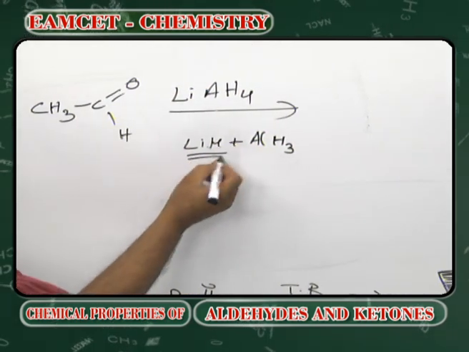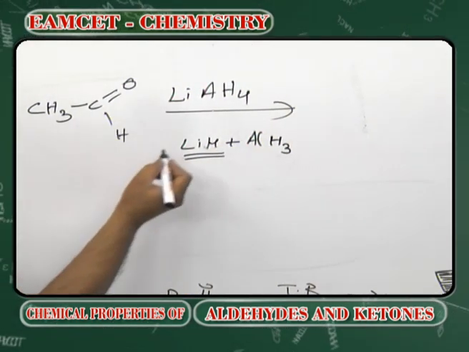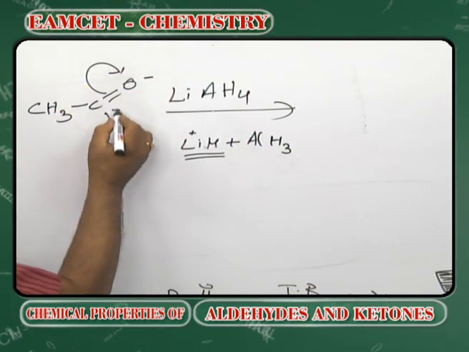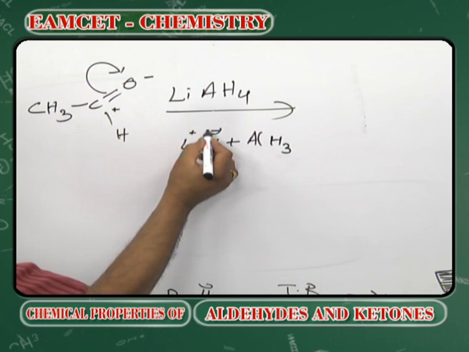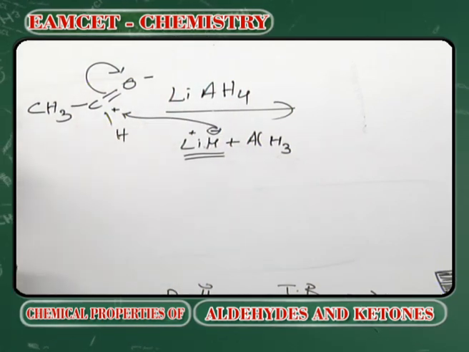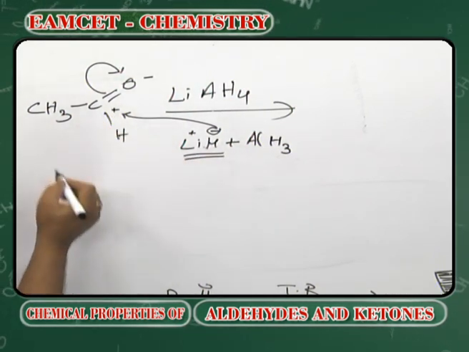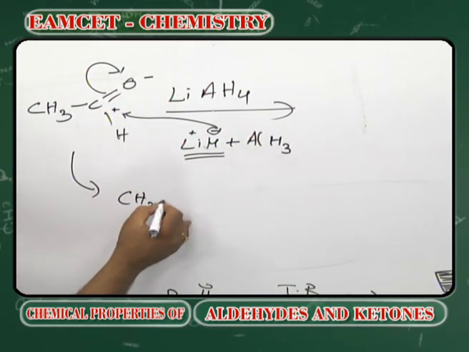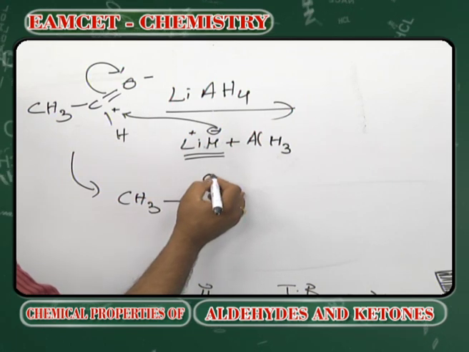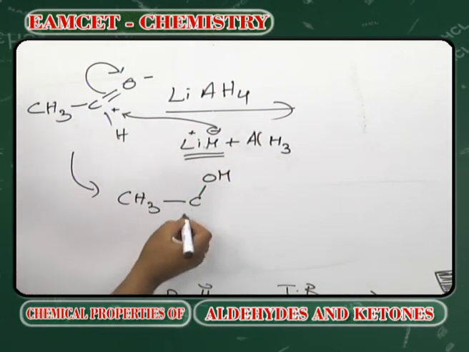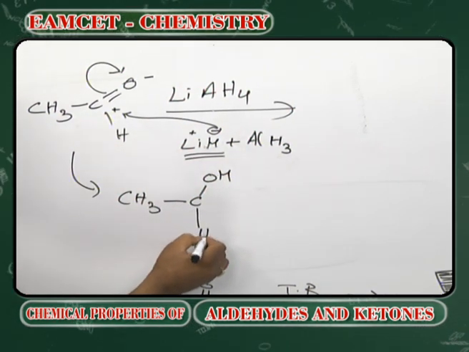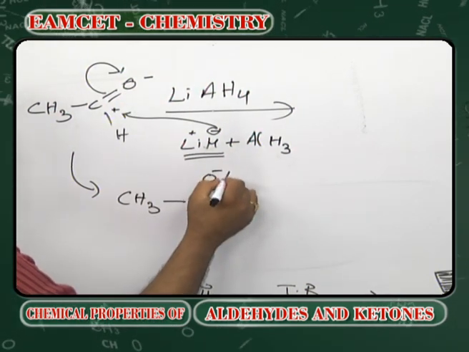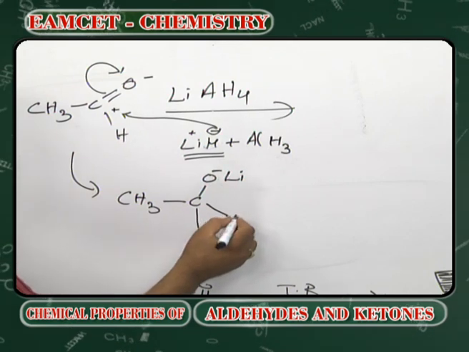Now the lithium hydride, being more reactive, will be added. How? The bond is polarized, you will get a minus and plus. On the plus, the H minus is added. So it is nucleophile type, H minus is added here, and O will take the lithium. Consequently, the O will become O minus lithium, and one more hydrogen is there.